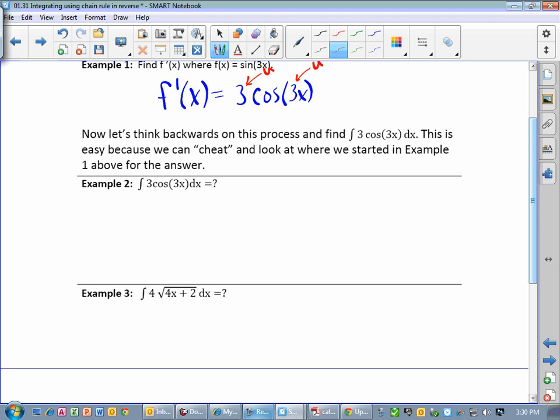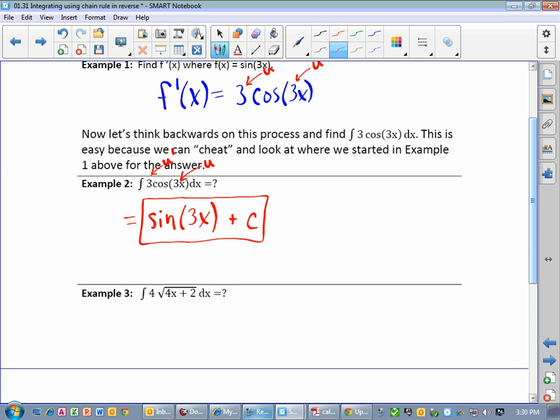We have 3 cosine 3x. So the inside here, I'm going to call this our u. Now what would be the derivative of 3x? 3. So there is our u prime. So notice we have cosine of u and u prime. So the integral of cosine of u and u prime becomes, well, what's the integral of cosine? Sine of u plus c.